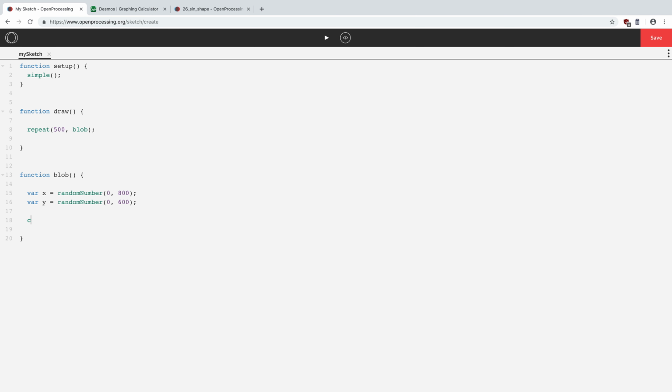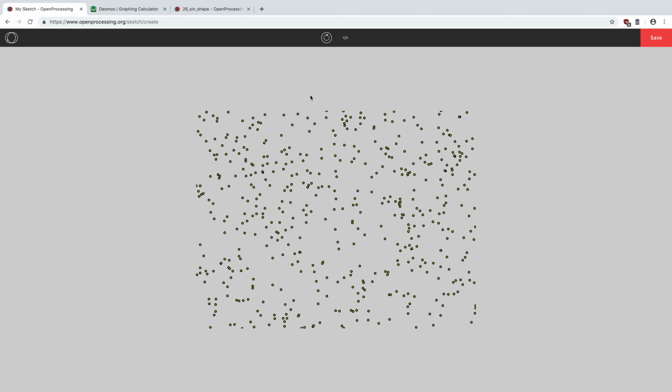Now if I draw a circle there at that position, x, y, and draw a moderately small circle, I should get 500 circles randomly placed on the canvas. There you go. So that's our starting point. Nothing overly interesting there. We've done this lots of times.